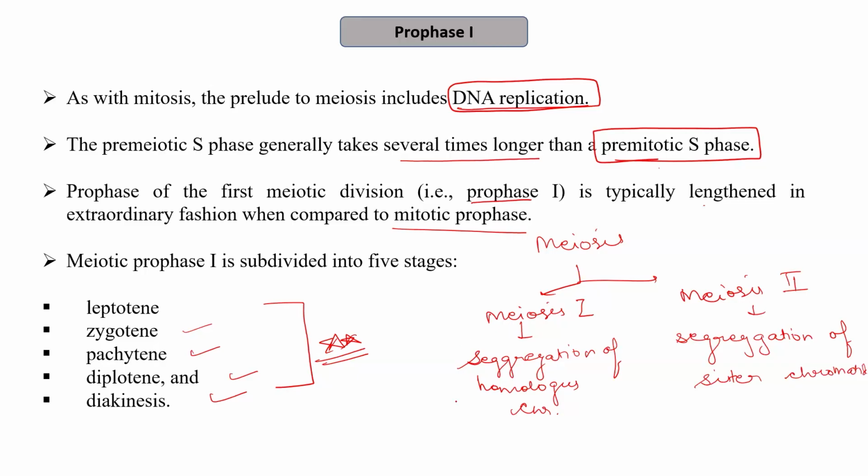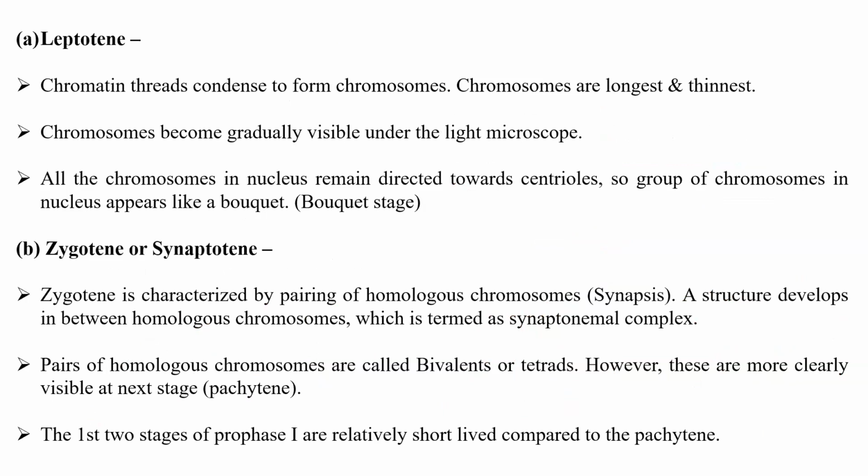So in this meiosis 1, again, it has similar stages: prophase, metaphase, anaphase, and telophase. The prophase 1 of meiosis is divided into 5 different stages: leptotene, zygotene, pachytene, diplotene, and diakinesis.